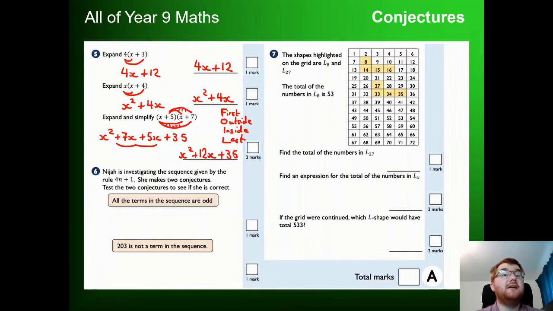Again, if you need to go through that question again, please do. I'm going through all of year 9 maths here, so I'm trying to go at a decent pace. But if you want to rewind, then please do by all means.